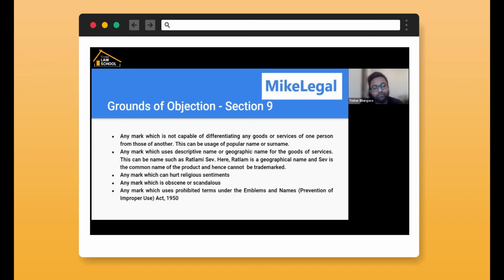So the first thing you need to check and understand is whether the name that you have in hand is going to attract objection under this particular section or not.